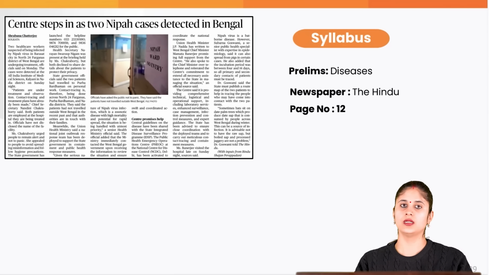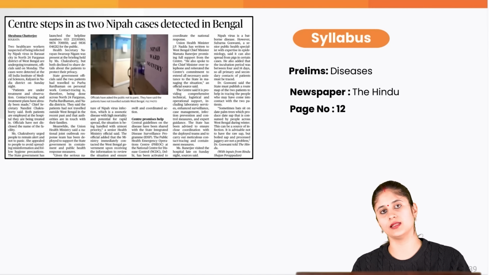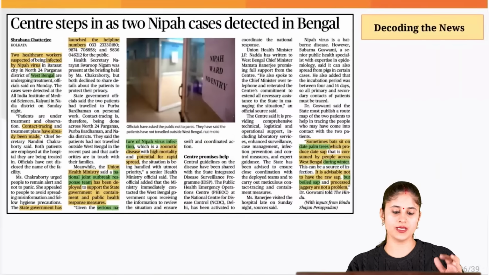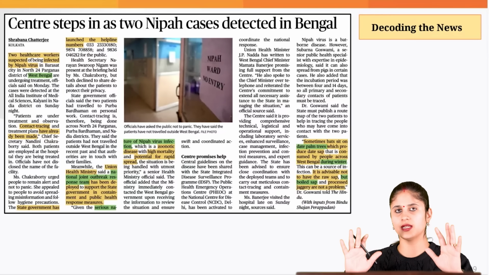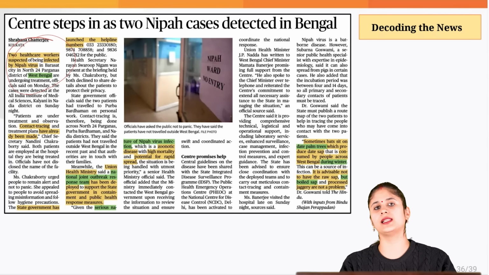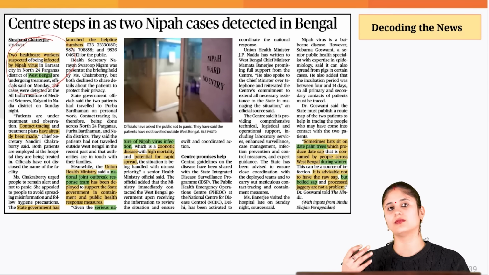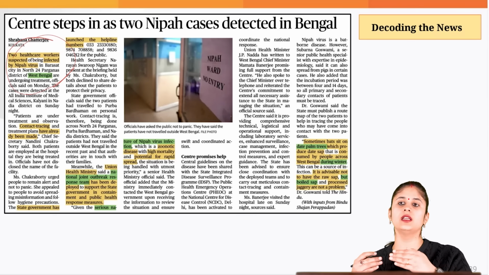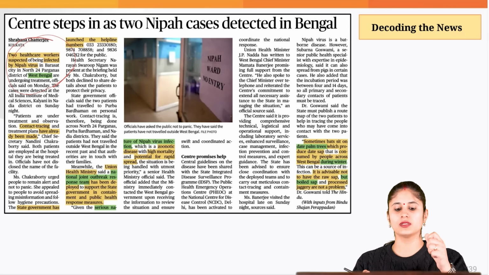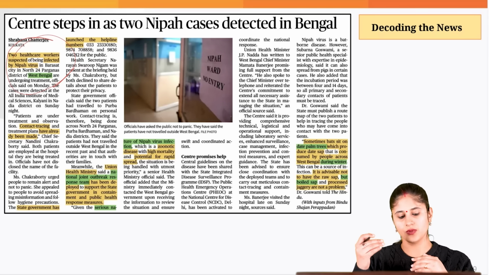Now, recently, we are witnessing cases of Nipah virus in the state of West Bengal. This particular topic you can associate with the prelims section, basically diseases. Although it has not been confirmed, it is just suspected that two of the healthcare workers might be infected with the Nipah virus in West Bengal. So, we have started contact tracing. Basically, how many people these health workers came in contact with, because Nipah virus can be transmitted from one person to another.